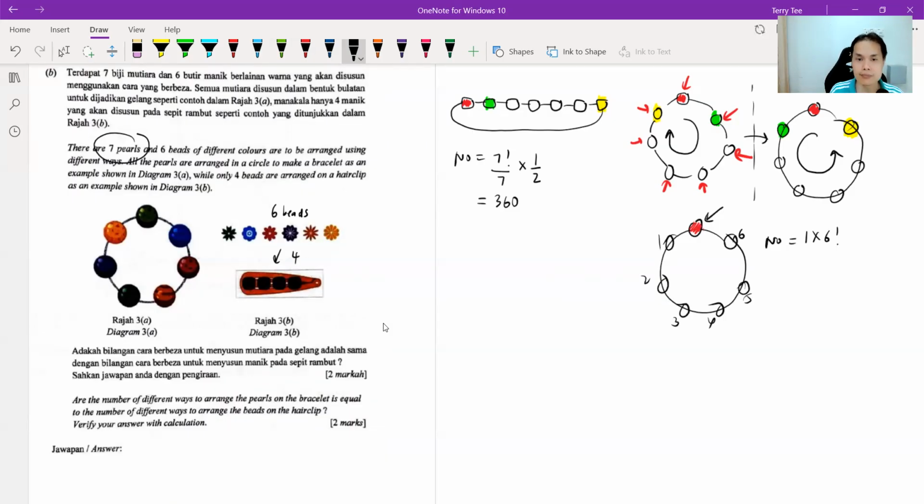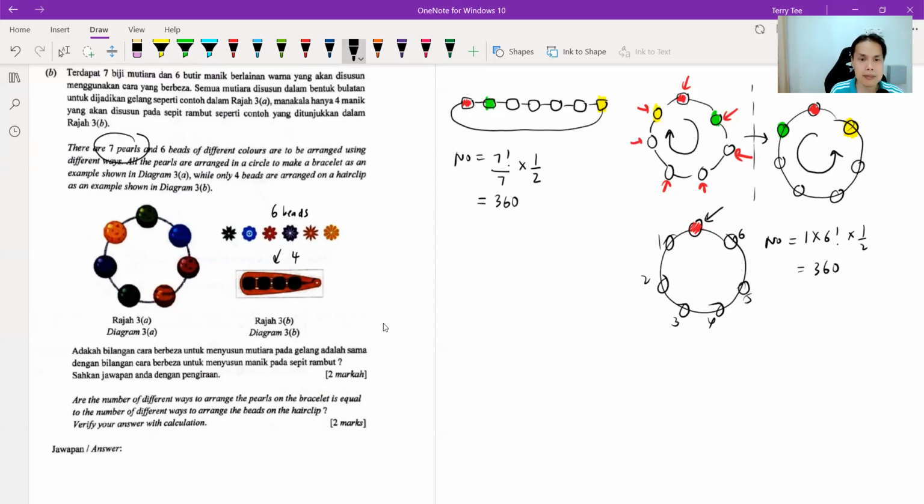So that's 6 factorial. Then you multiply by half because you can flip them, so you halve the number of arrangements, because clockwise, anti-clockwise, they're actually the same. You are getting the same thing, 360. Yeah, so you can take 7 factorial divided by 7, or you can think 1 times 6 factorial. They're the same, but just make sure you multiply by half. Okay, so this is the clockwise, anti-clockwise arrangement, all this for the pearls.